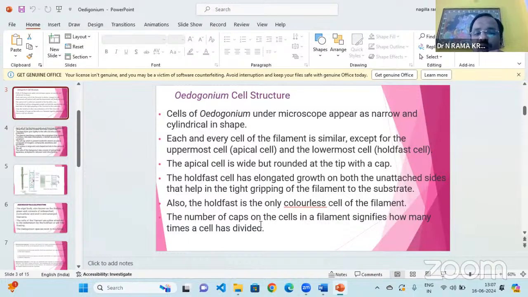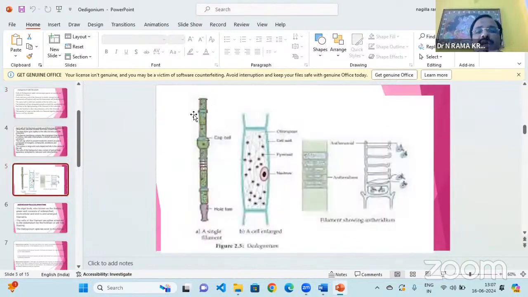The number of caps on the cells in the filament signifies how many times the cell has divided. Means, here we are looking at so many caps. How many caps you are looking at in this one? That much is the number of cell divisions. Now we are looking here, you see 1, 2, 3, 4. So many caps are there. How many caps you are looking at in that one? That much cell division we are observing in this one.